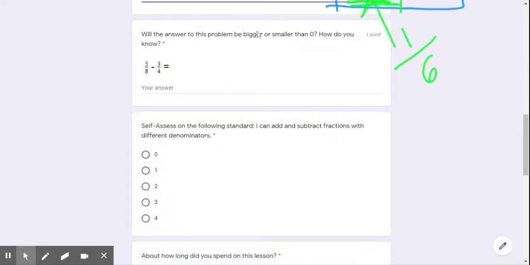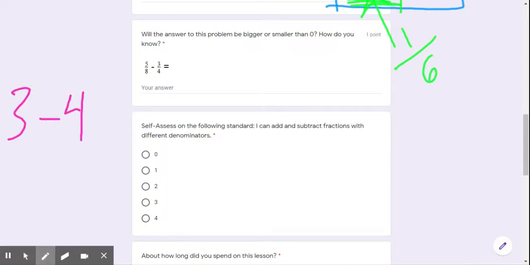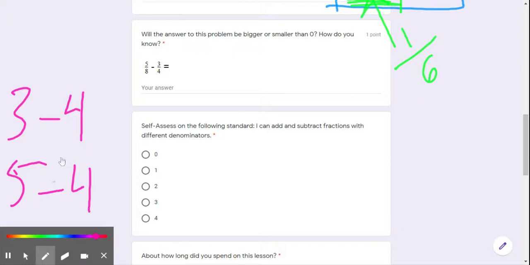Will the answer to this problem be bigger or smaller than 0? How do you know? Okay, so for this one, if you're subtracting, if the thing you're subtracting is bigger than the thing you're starting out with, your answer is going to be smaller than 0. For example, if you do like 3 minus 4, because 4 is bigger than 3, the answer is going to be negative. On the other hand, if you do like 5 minus 4, because 4 is smaller than 5, the answer is going to be positive. So the question here really is, what's bigger, 5/8 or 3/4?